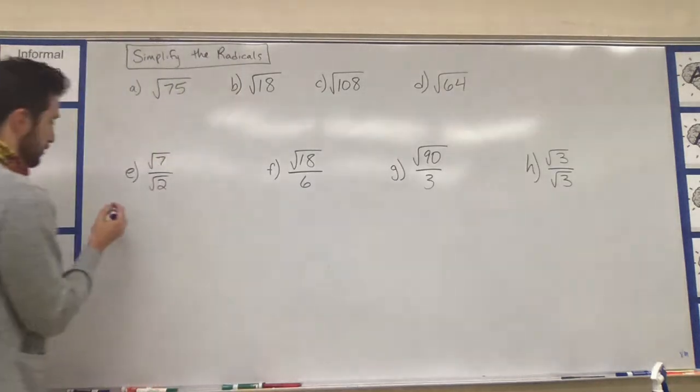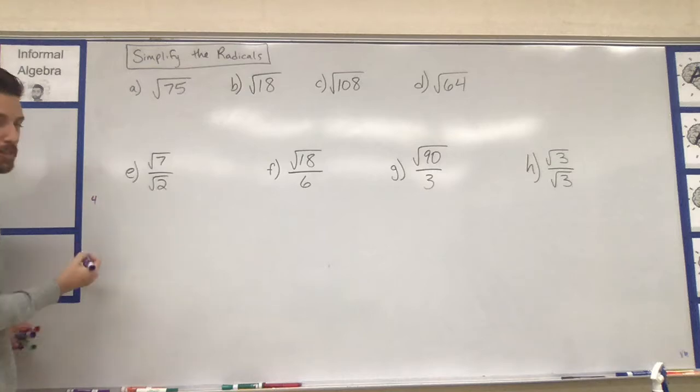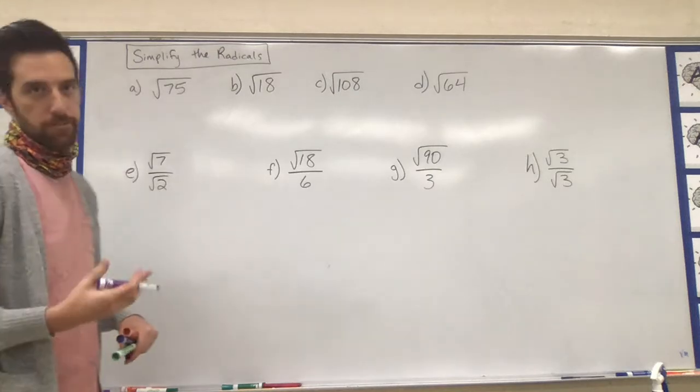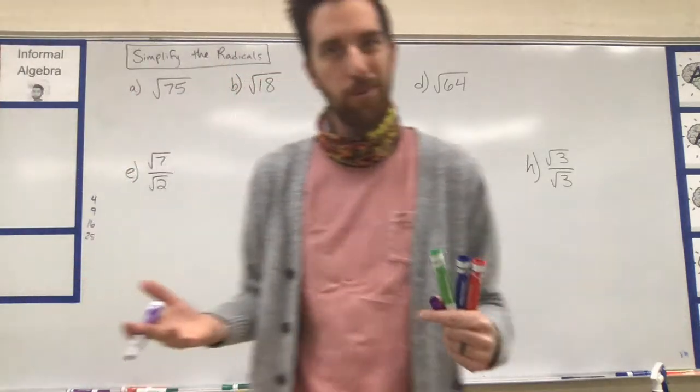Like 2 squared is 4, right? 2 times 2, 3 times 3 is 9, 4 times 4 is 16, 5 times 5 is 25. This goes on forever. These are perfect squares. Again, these are what we're looking for.